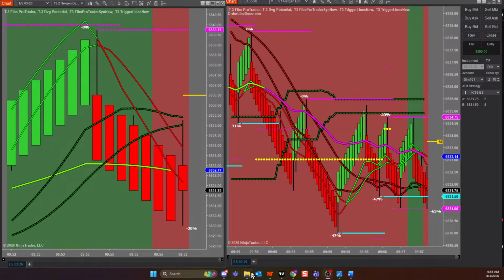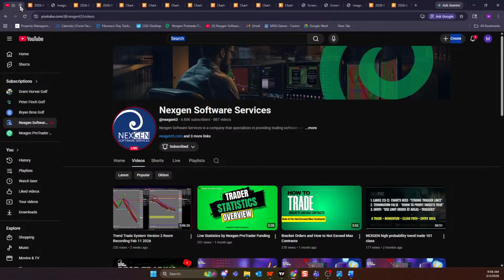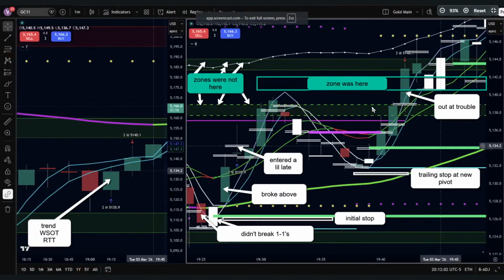Let's get at it. Let's do this. Here we go. First trade.